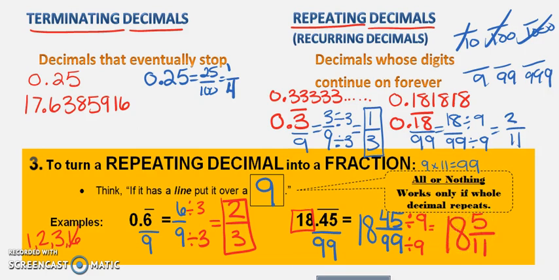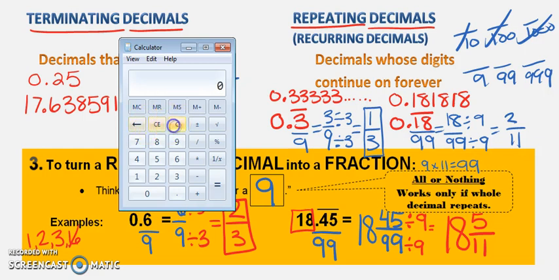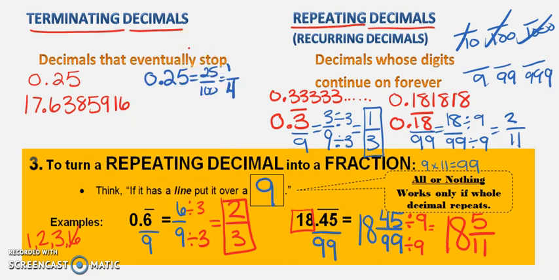Now, one last time, I'm just going to double check my work with the calculator. 5 divided by 11 should be 0.45 repeating. Let's check it. 5 divided by 11 equals 0.4545 repeating all day long. Perfect, we did it right. So we can tell our final answer is 18 and 5/11ths, and that really is equal to 18.45 repeating. So just remember, repeating decimals actually aren't that tricky. If it has a line, put it over a 9.